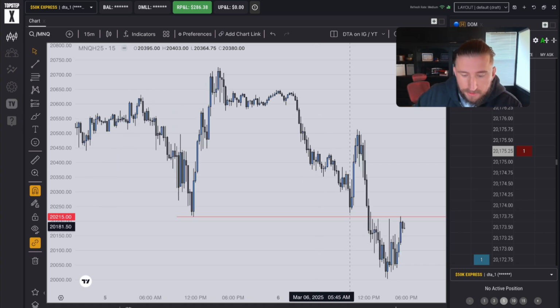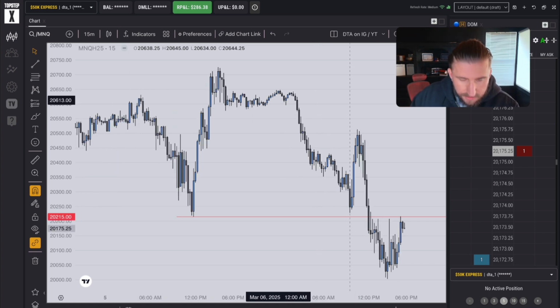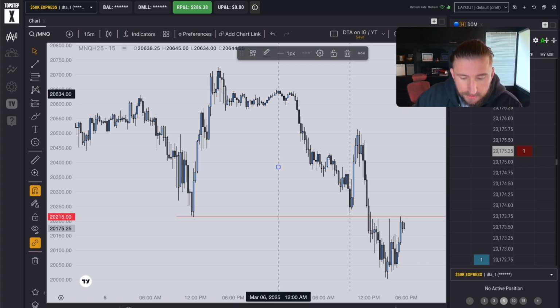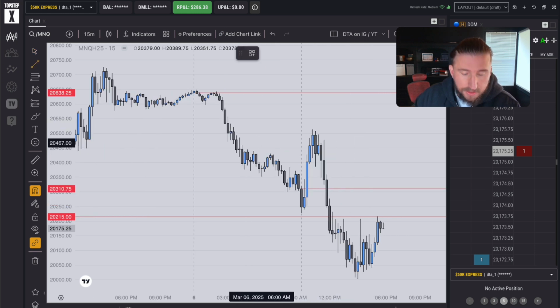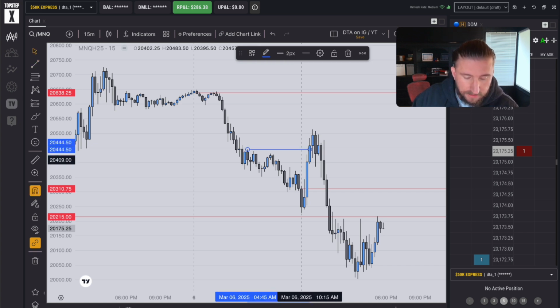I know a lot of traders underestimate the importance of session tendencies. So what do we see here? We have midnight open. I'm going to again share a couple opening price levels with you. So you have the opening price there, opening price there. I had noted to my group this morning over in the DTA Discord. I'll leave a link for that below.